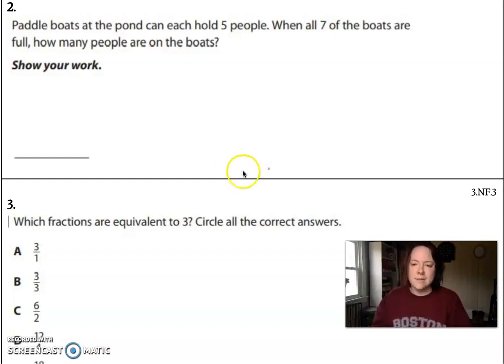Okay, so that was pretty simple. So it says show your work. But are we done yet? Do we know when all 7 boats are full, how many people are on the boats? Do we know how many altogether?